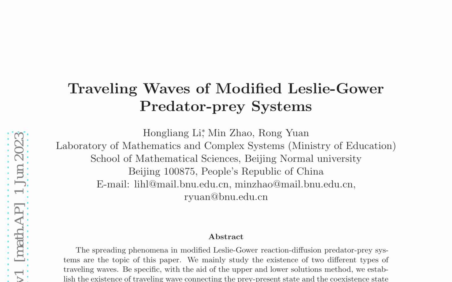The authors investigate the spreading phenomena in modified Leslie-Gower reaction-diffusion predator-prey systems, focusing on the existence of two distinct types of traveling waves. They employ the upper and lower solutions method to establish the existence of traveling waves connecting the prey-present state and the coexistence state, as well as the prey-present state and the prey-free state.